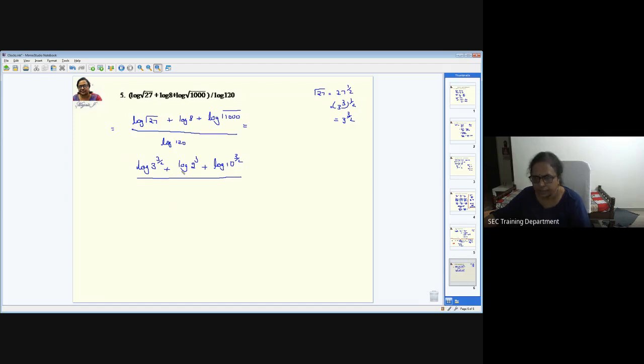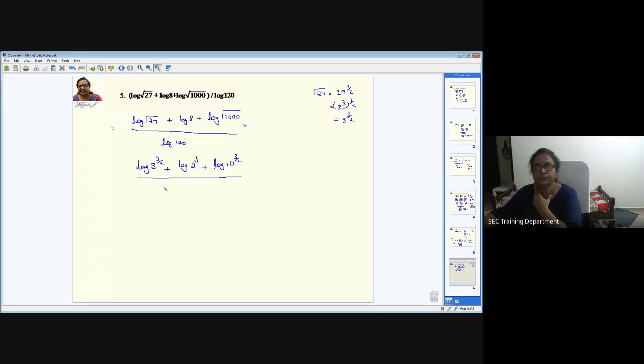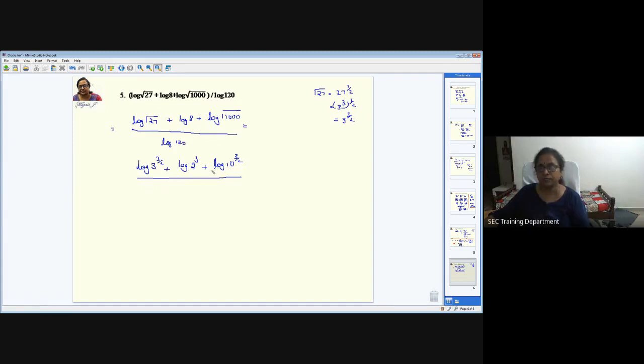And the answers, how will you break this 120? Based on whatever answers you're getting here, you have to think of this 120. How will you break this? 3 into 40. But you don't have 40 here. Okay, try to break it in that way. Log 3 plus log 40. I'm directly writing it, because 3 into 40 is 120. So as you said, I'm just mentioning this.